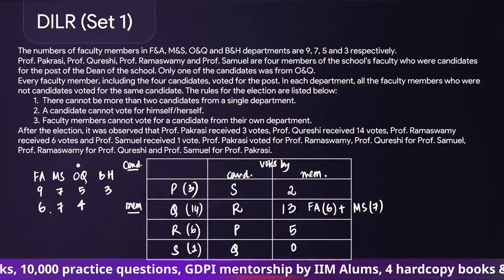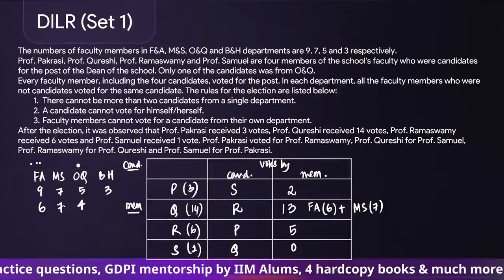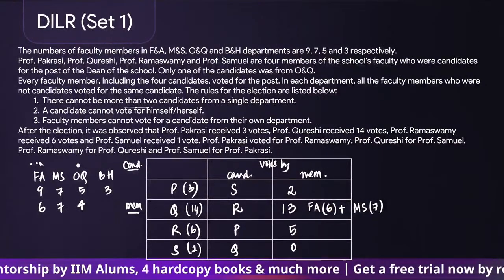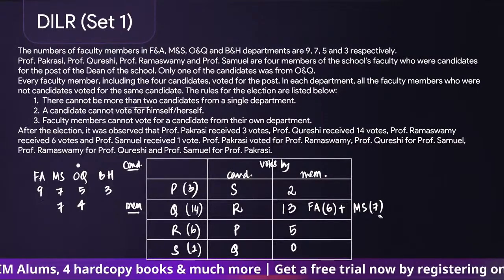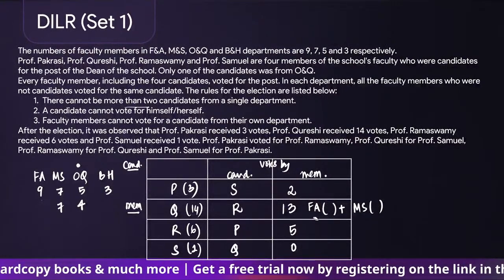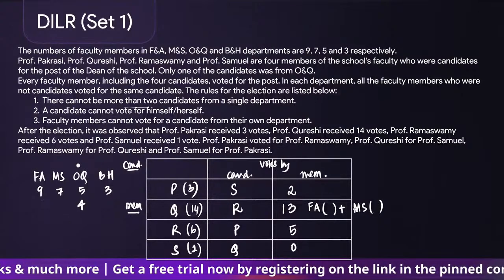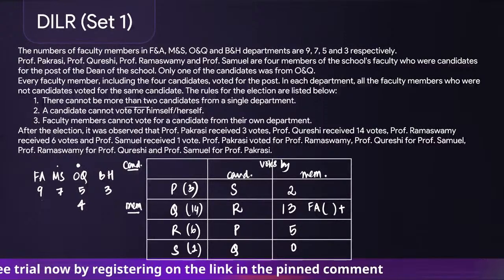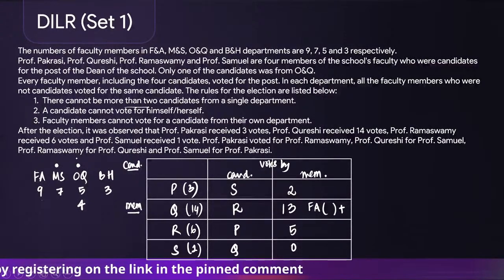Because if I say FA से 6 आए, तो FA से 3 members आ जाएंगे. But you cannot have more than 2 candidates. Right? So FA के नहीं हो सकता. So that tells us MS cannot be a 7, right? So MS का एक member candidate तो है.